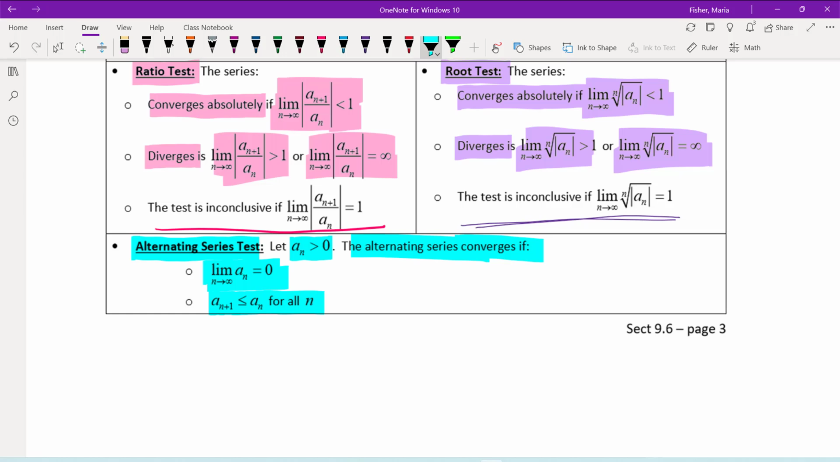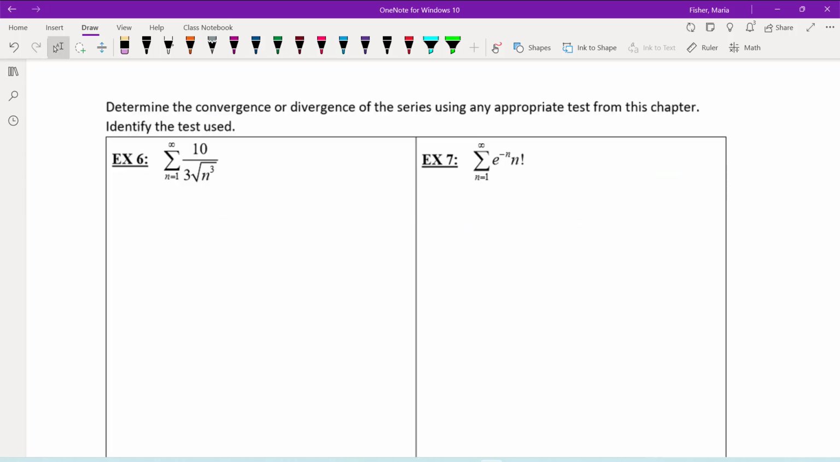Recall for us, we only tried the alternating series test after we showed that the absolute value of our series diverged, and this gave us conditional convergence. Let's do the last 3 examples where we're asked to determine the convergence or divergence of the series using any appropriate test from this chapter. Identify the test used. So for the next 3 examples, we can use any of the 7 tests that we looked at, or if it's a known series, one of those 3 known series.